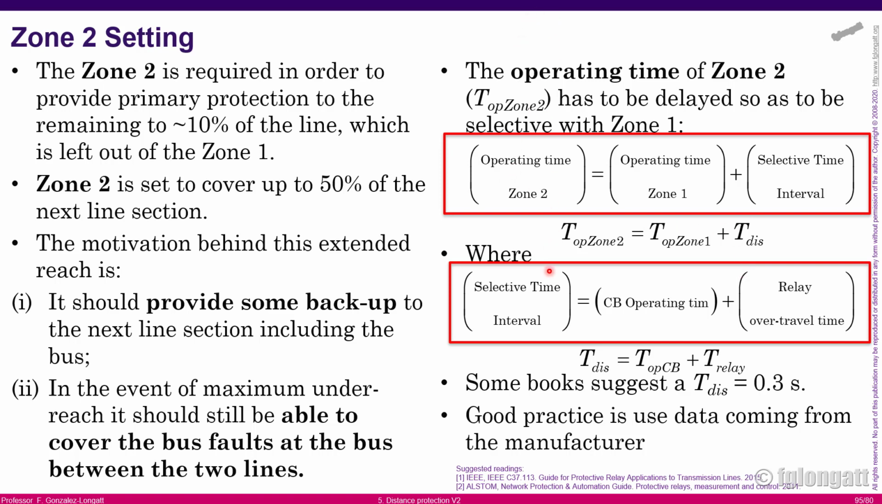If you look over here to the right hand side, the operating time of zone 2 must be the operating time of zone 1 plus a selective time interval, or discriminating time, okay? Some books suggest that for electromechanical relays that could be up to 0.3 seconds, but that depends on the operating time of the circuit breaker plus the operating and over-travel time of the relay, okay? What I'm trying to say is some books say 0.3, but in reality that depends on the operating time of the circuit breaker plus the operating time of the relay.